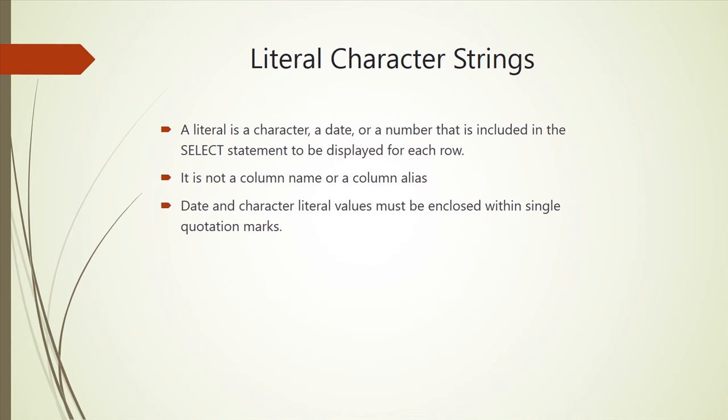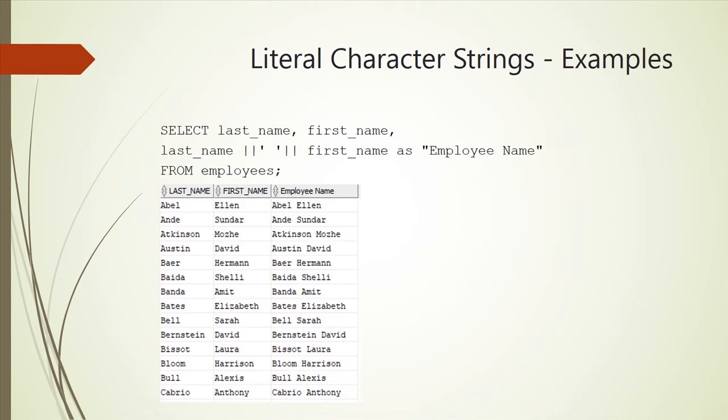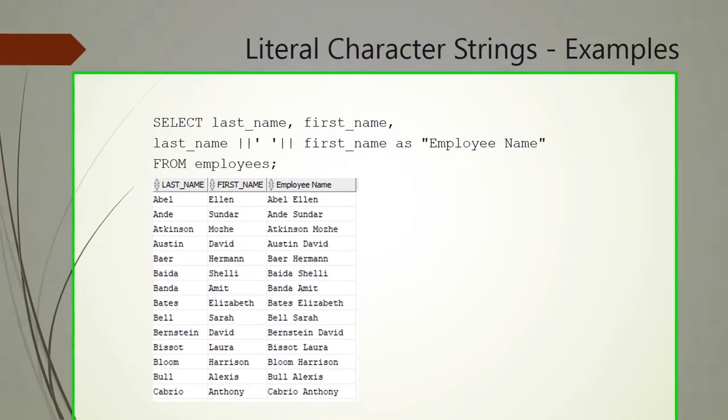Literal character strings. A literal is a character, a date, or a number that is included in the select statement to be displayed for each row. It is not a column or a column alias. It is just a number or date or character that you want to display for each row. Date and character literal values must be enclosed in single quotation marks. Let's have a look at this example to understand what's meant by literal.